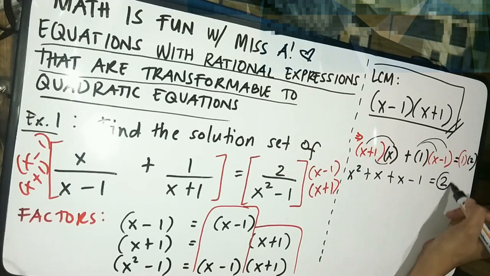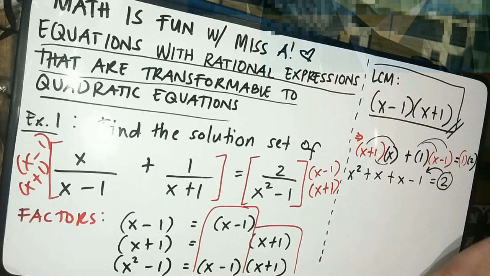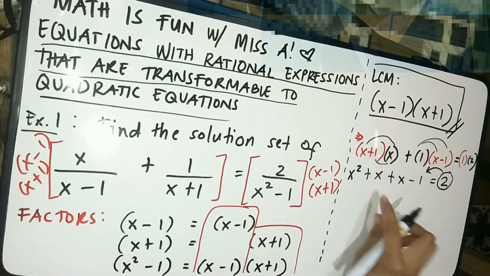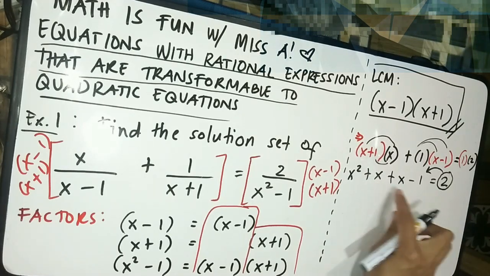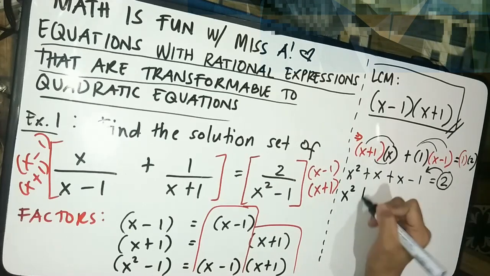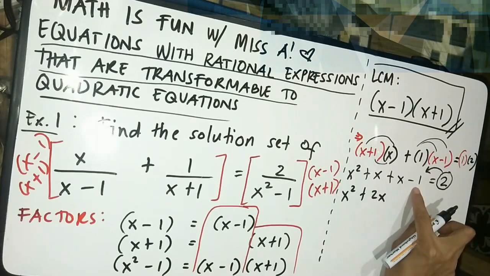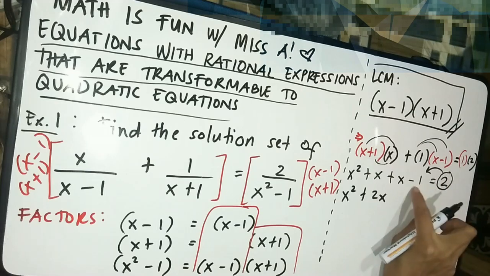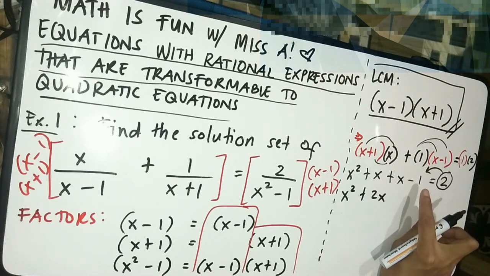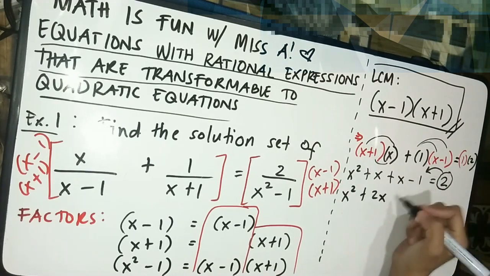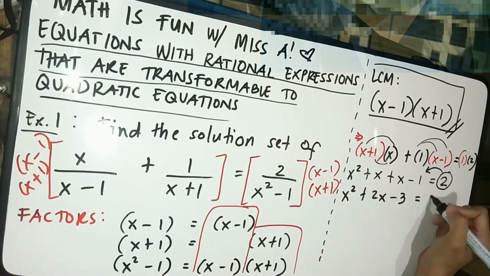And then ito ililipat na natin to sa kabila by using the subtraction property of equality. Itong dalawa ay like terms, so pwede natin ipag-add. You have x squared plus 2x. This is minus 1, 2 when transposed to this side right here will become negative. So you'll have negative 1 minus 2. So that will give us negative 3 equal to 0.